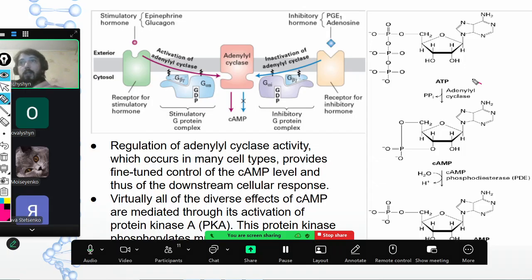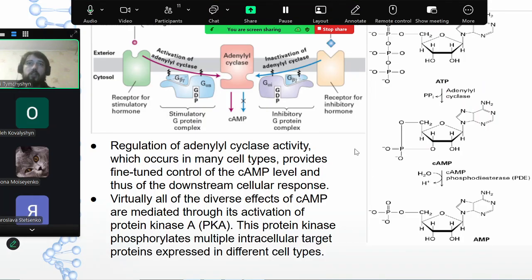So what does adenylyl cyclase do? It takes ATP, removes 2 of the phosphates, and creates these sort of cycles. So maybe it's not well drawn here, but here is a bond between phosphate and this oxygen. Good. So that regulation occurs in many cell types and provides a fine-tuned control of the cAMP level and thus of the downstream cellular response. So you have 2 different signals integrated into one downstream signal.